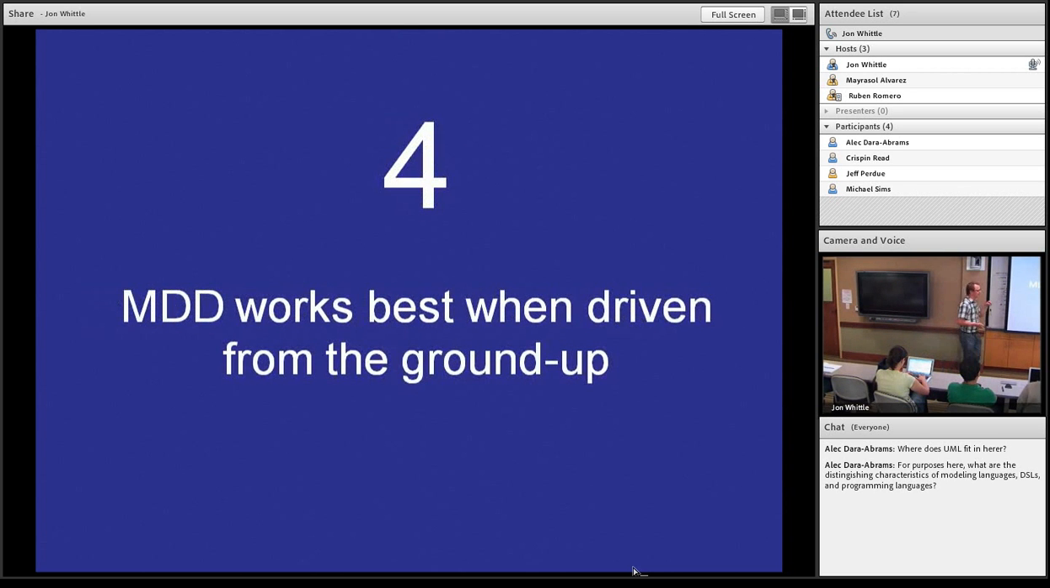Number four, already said this, MDD works best when driven from the ground up. If you go in one day as a manager and say, all right, everyone, we're going to model today, you're going to have lots of problems. It needs to be a grassroots-driven thing that works from the ground up.